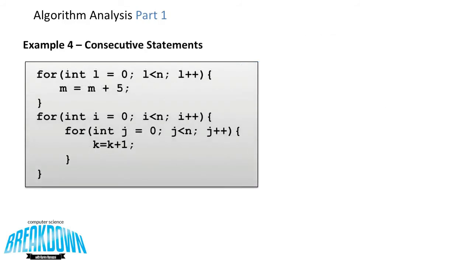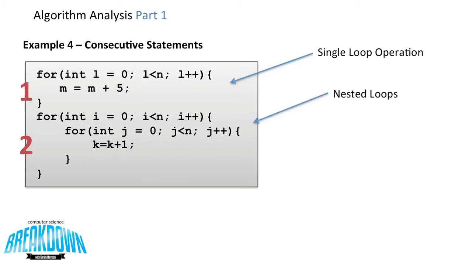Now let's look at consecutive statements, statements that are one after the other. Let's label the top part as 1 and the bottom part as 2. We see that the top one, number 1, is a single loop operation, and the bottom one is nested loops. So writing out the formula, we have f of n is equal to c times n plus c times n times n. The c times n is the number 1, and the c times n times n is the number 2.